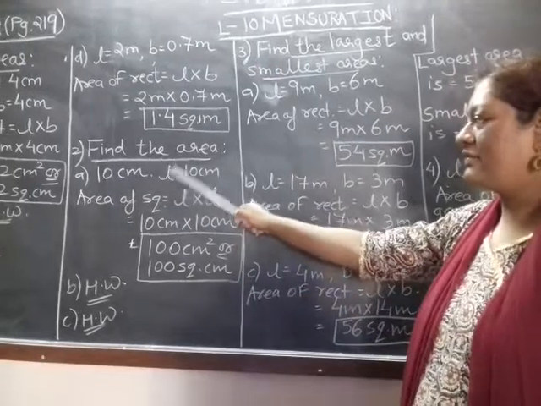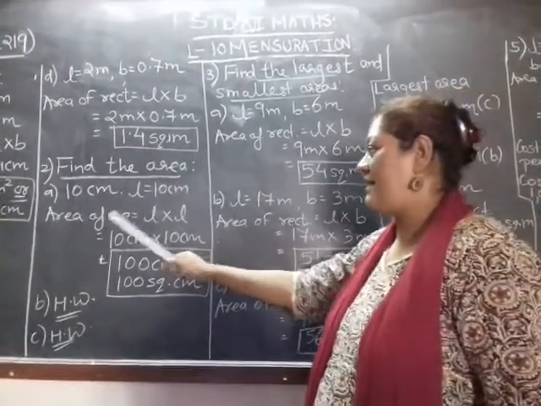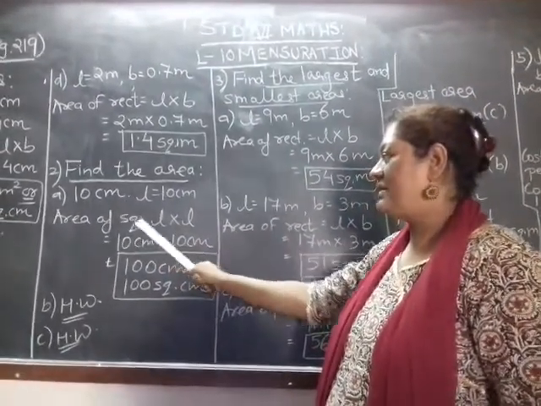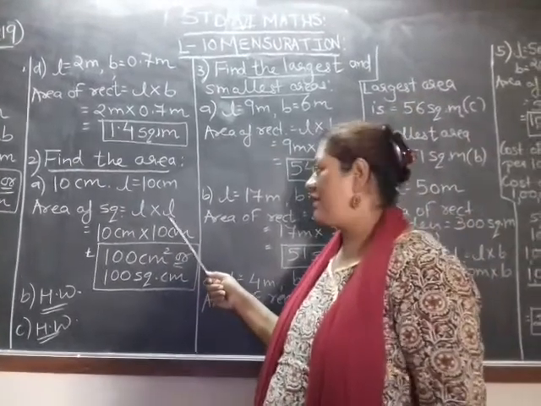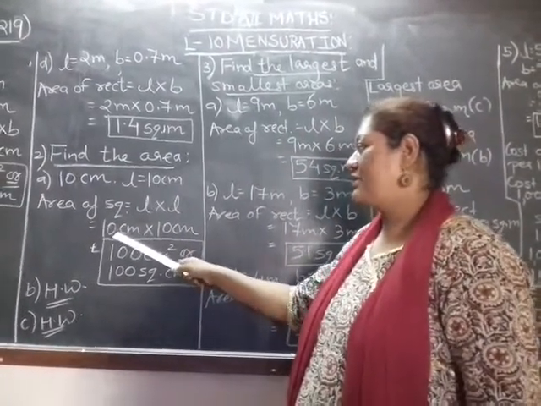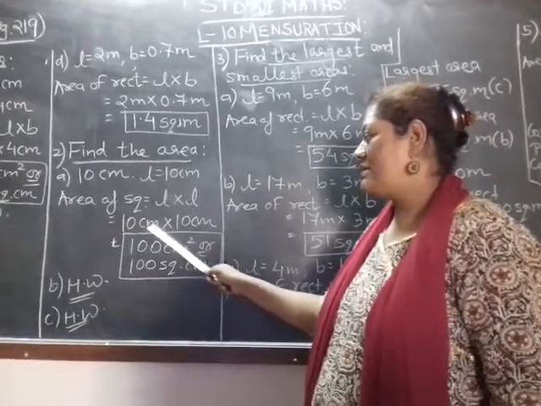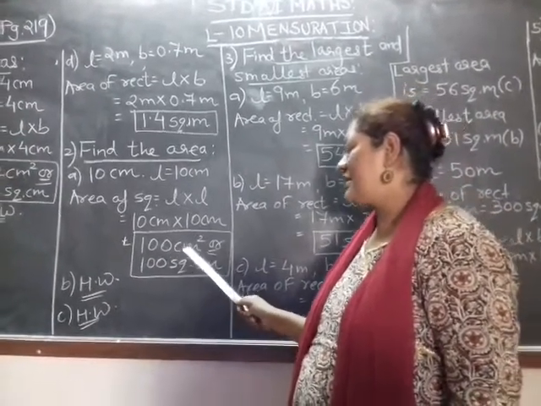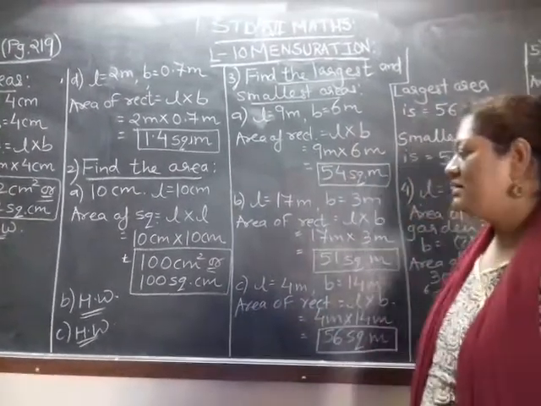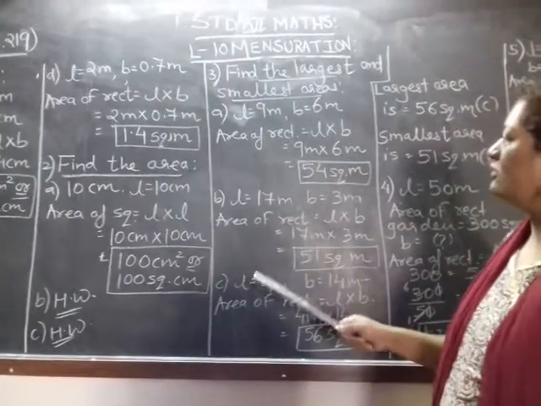Question number 2, find the area of the square. Alright, so the area of a square is L into L. In a square we do not have breadth. So here also 10 into 10, 100, and centimeter into centimeter, either centimeter raised to 2 or square centimeter. B and C are your homework.